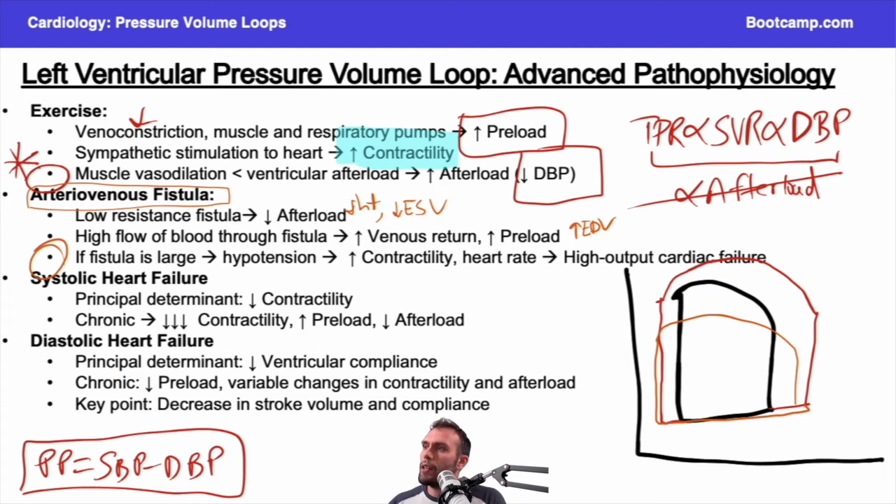And then systolic heart failure, you just want to think about the primary determinant here. The primary issue in systolic heart failure is there's decreased contractility. You have a lower ejection fraction, right? And so you know what contractility does on these curves. So if I have a lower contractility, what's that going to look like on my curve? A decreased contractility alone would just change my end systolic volume. Okay, so it looks something like that.